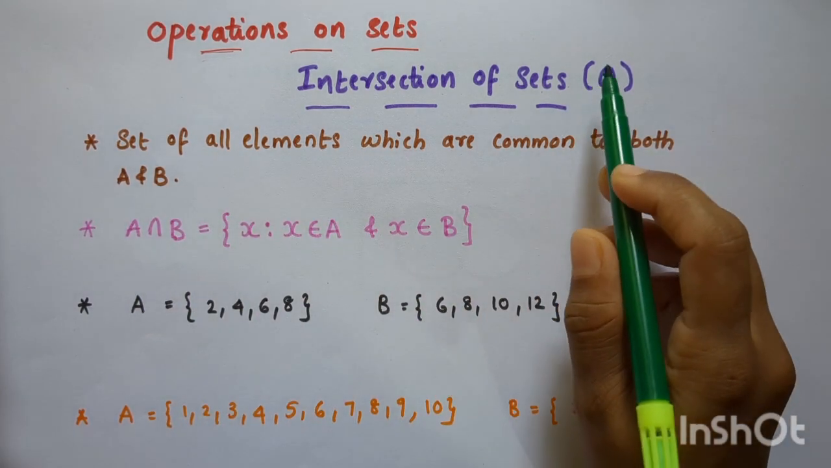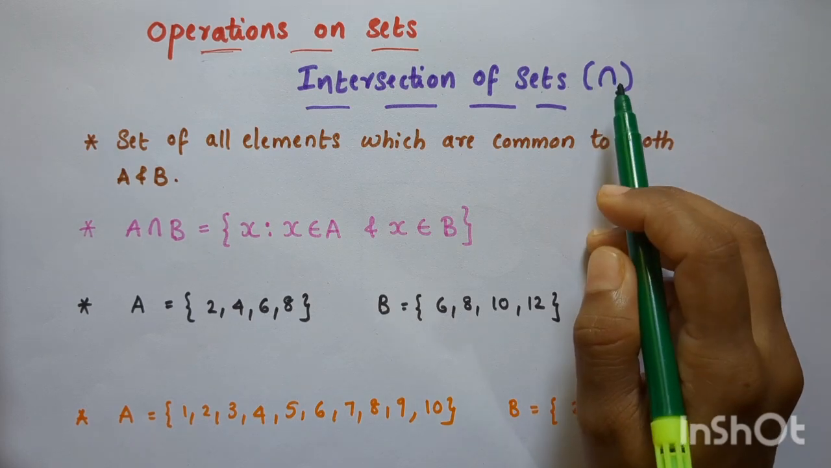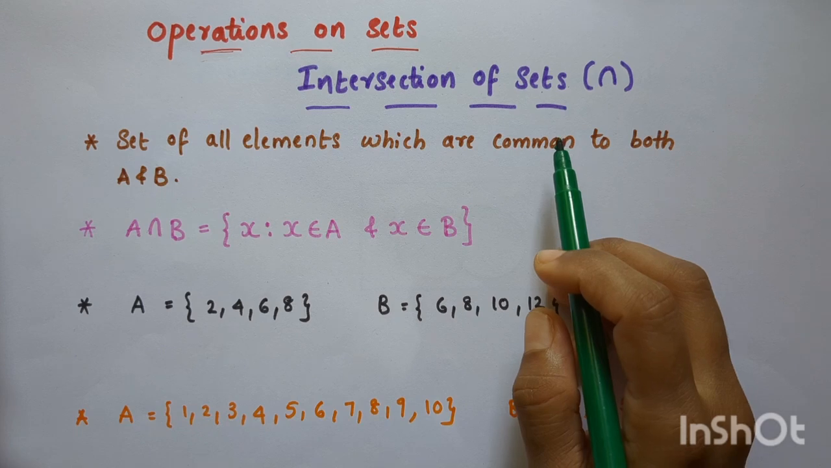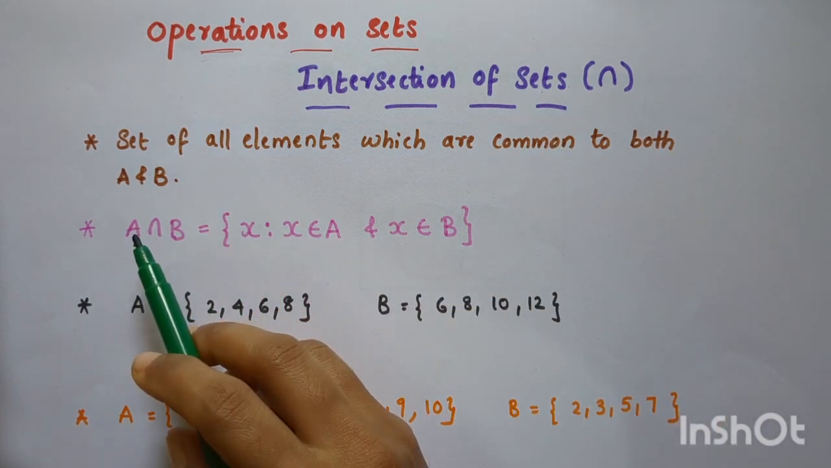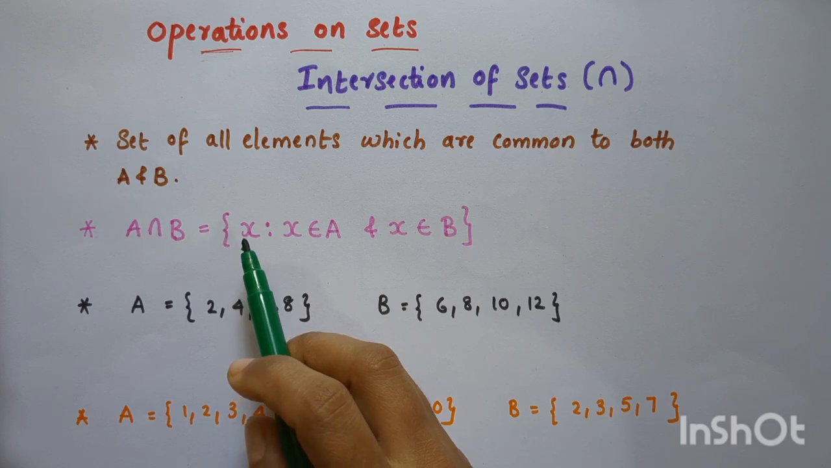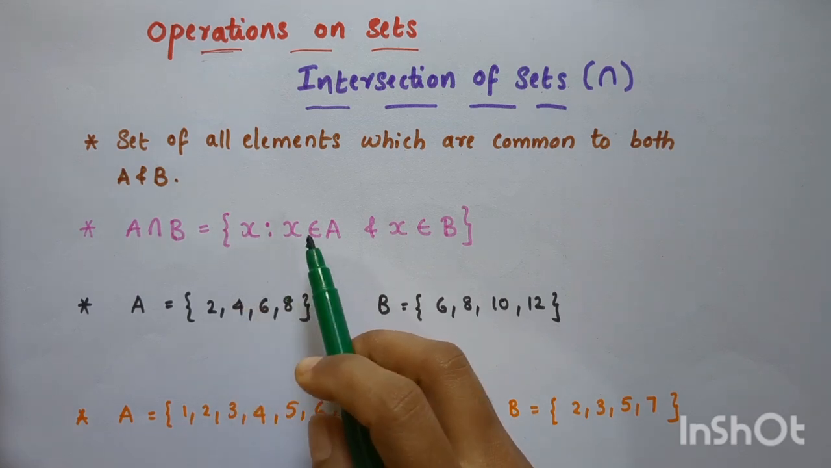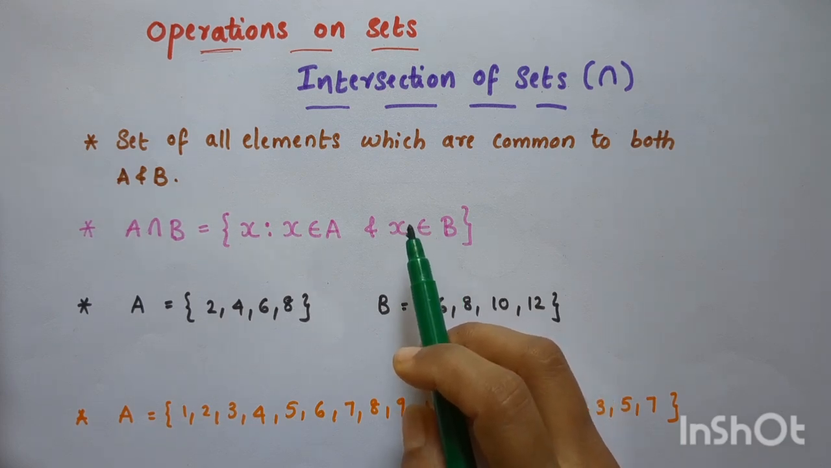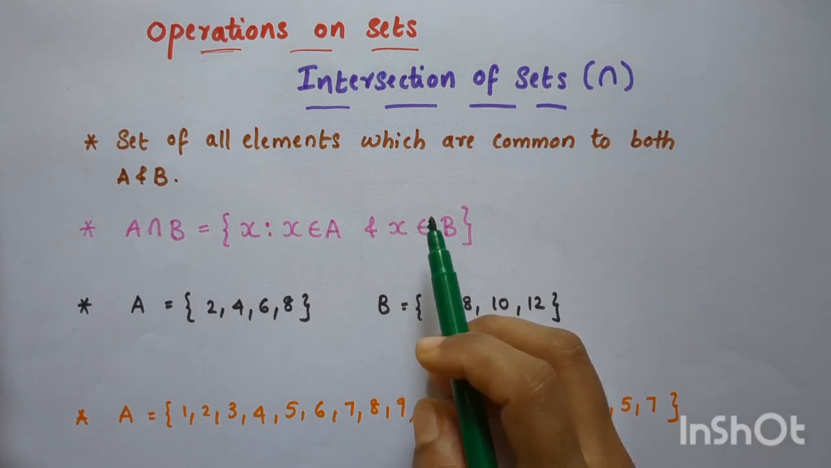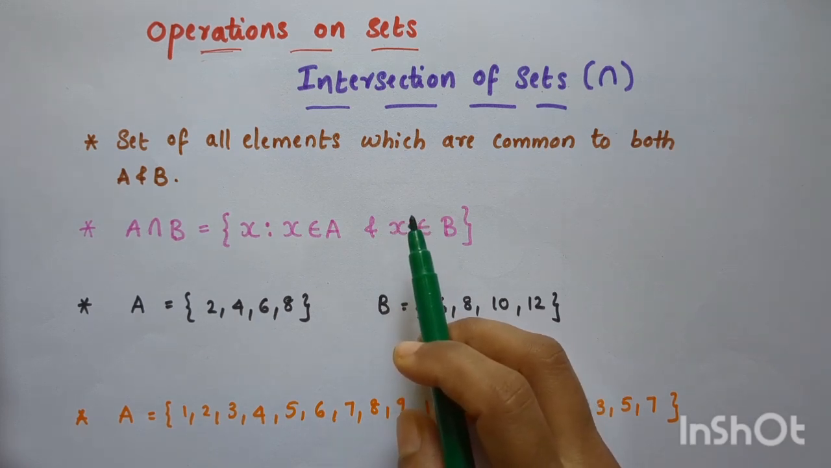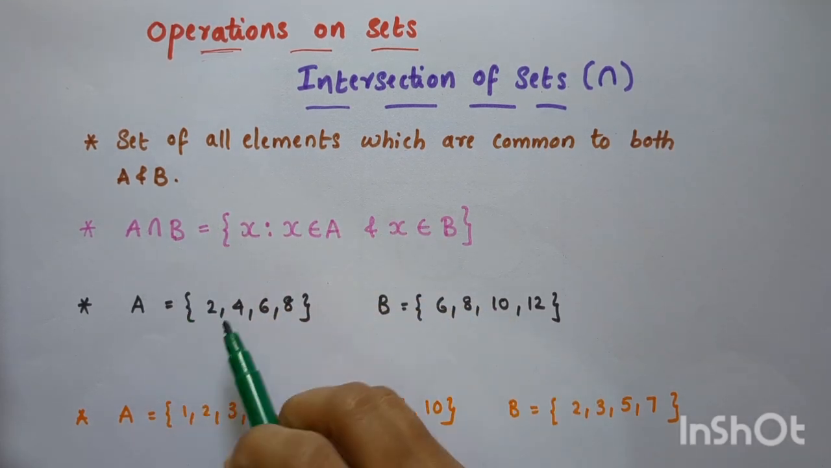You see, this symbol, this is a kind of inverted U. This symbol is actually used to denote the intersection. We usually write the intersection as A intersection B is equal to set of all x such that x belongs to A and x belongs to B. That is, while we are taking the intersection of two sets, we will be getting a new set, and in the new set, we will be having the elements which are present in both the sets A and B.